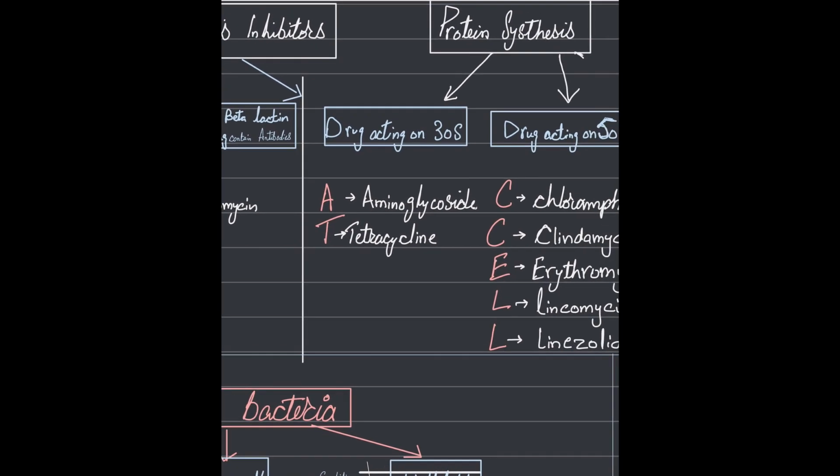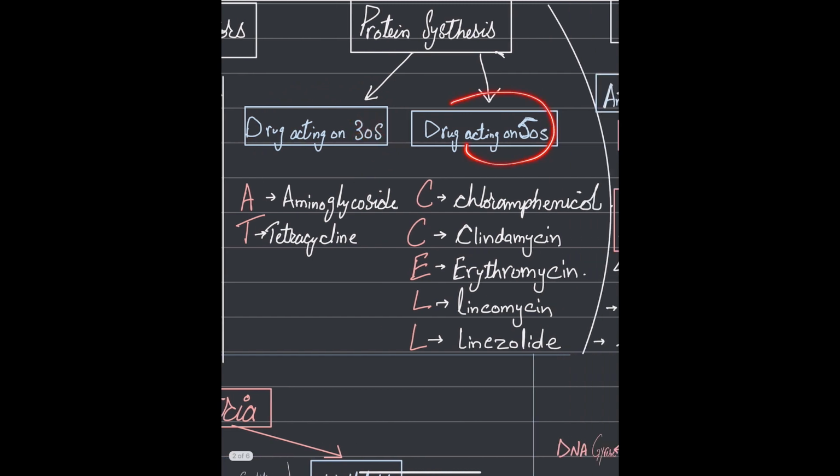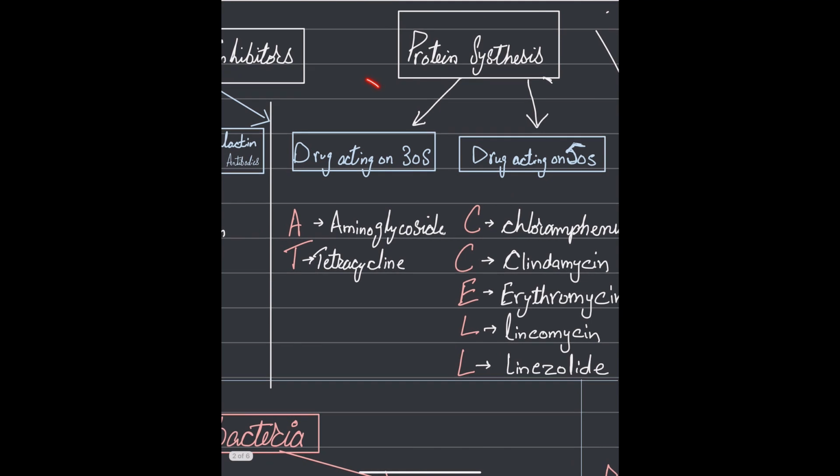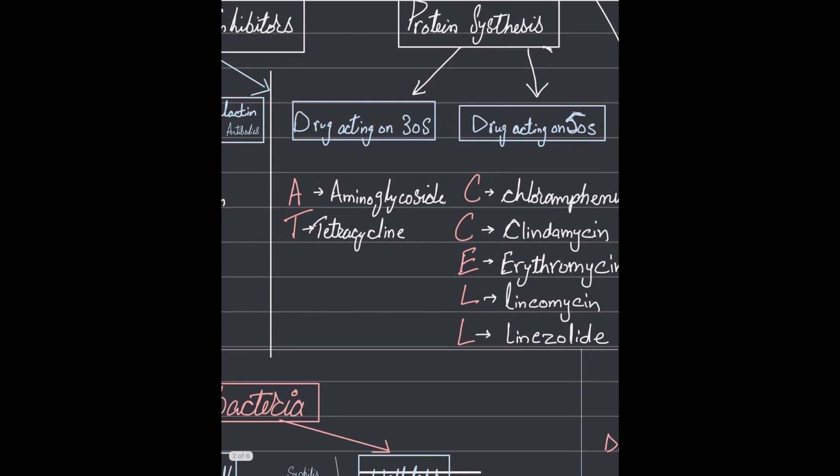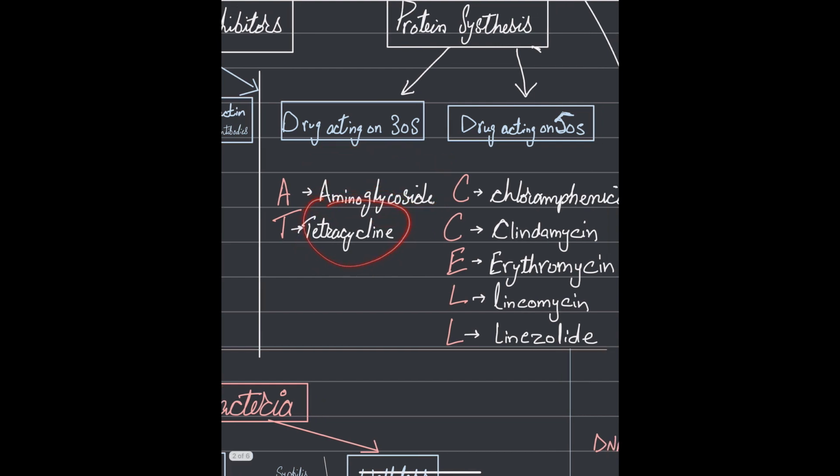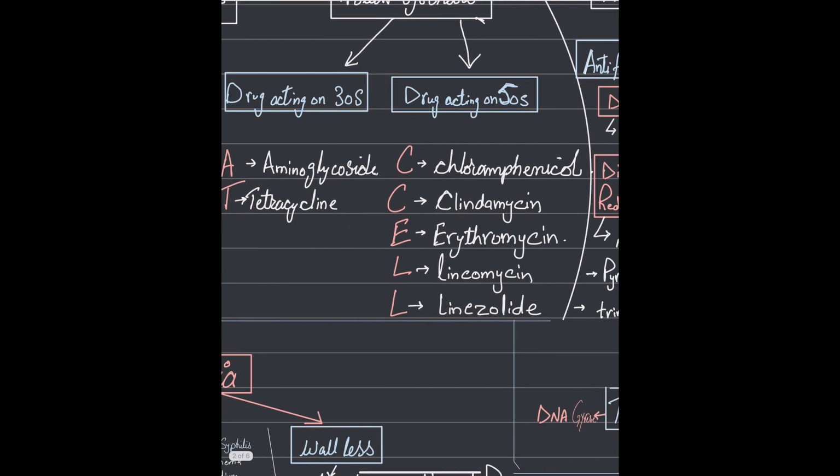So let's go with the general review for protein synthesis. The first group acts on 30S and the second acts on 50S. The protein synthesis machinery has two parts, 30S and 50S. These drugs act on 30S, and the mnemonic is AT: aminoglycosides and tetracycline. For the 50S drugs there is a mnemonic, CCELL.